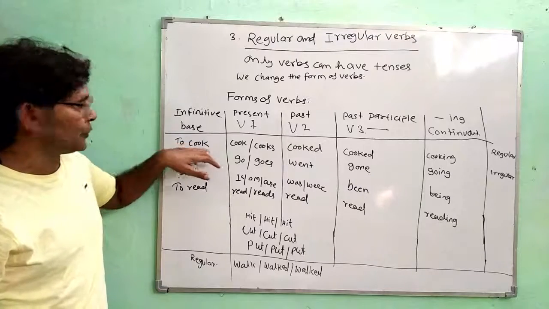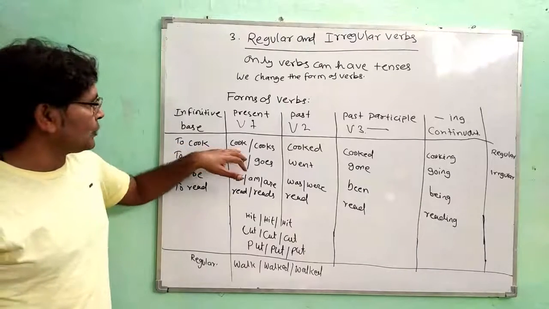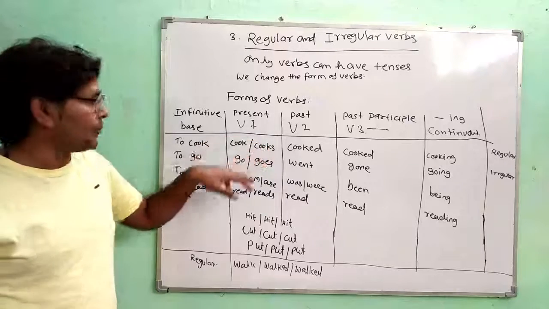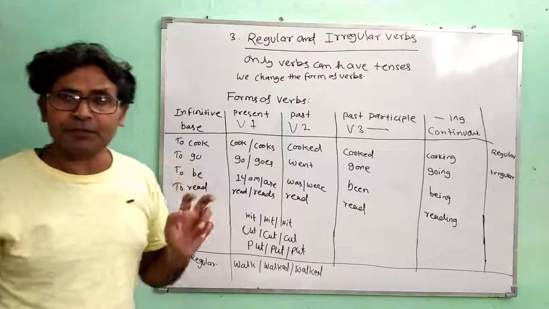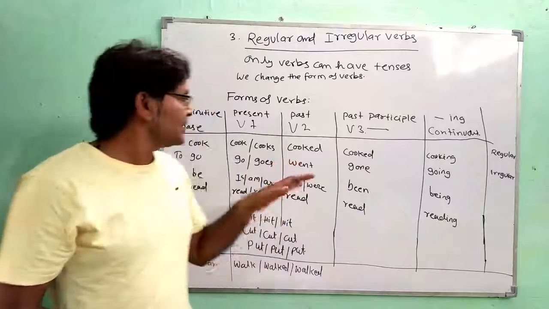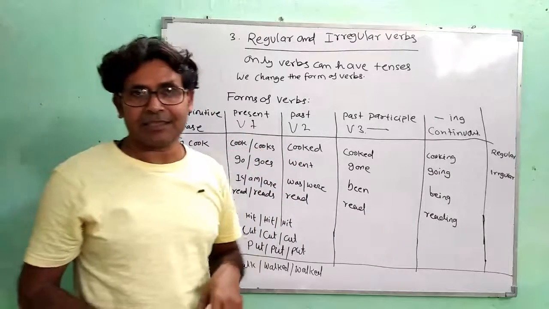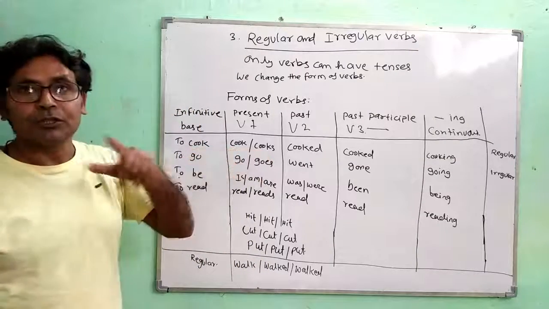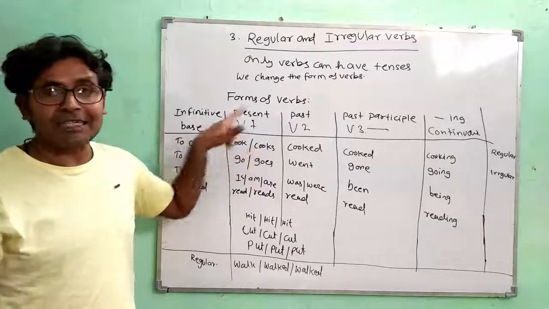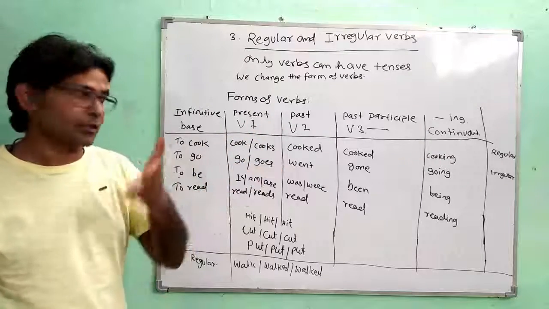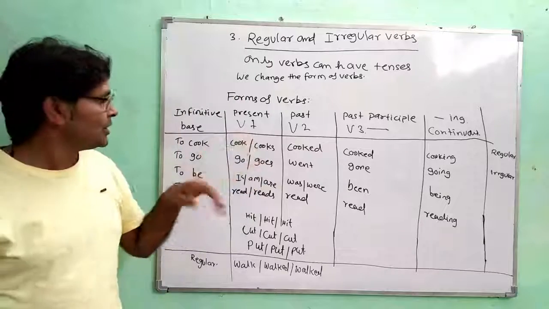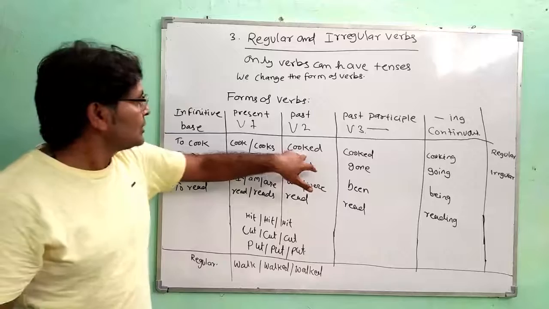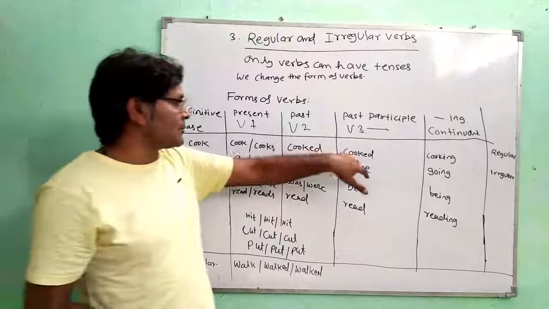First we will take an example. This is to cook. This is the base form, and cook and cooks are present forms. Why two different forms in present? Because cook we use with first person and second person, but cooks we use with he, she, and it, which means third person. For example, I cook, you cook, but she cooks, he cooks, or Aslam cooks. That is why we use different verbs here. And cooked is the past tense, and the past participle is cooked.